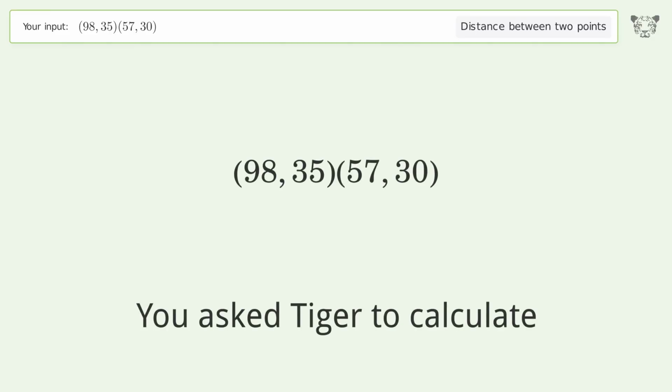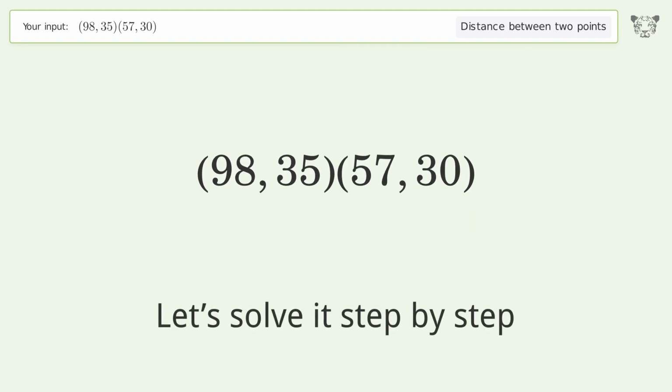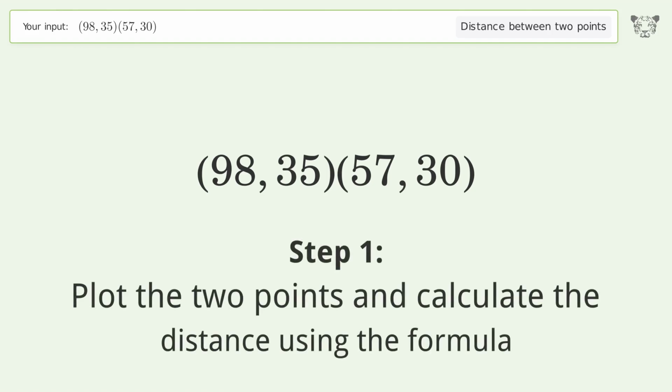You ask Tiger to calculate. This deals with the distance between 2 points. The distance between the 2 points is the square root of 1706, or 41.304. Let's solve it step by step. Plot the 2 points and calculate the distance using the formula.